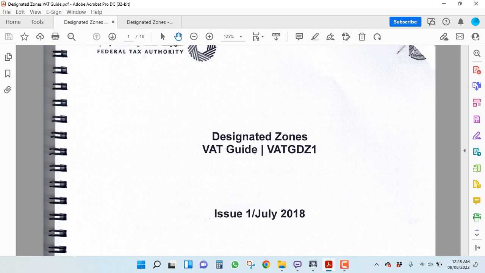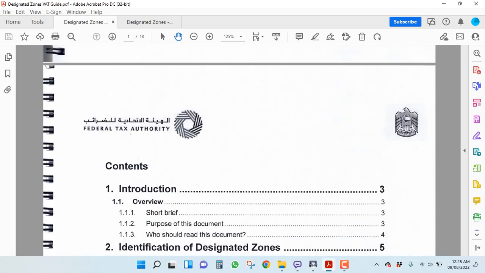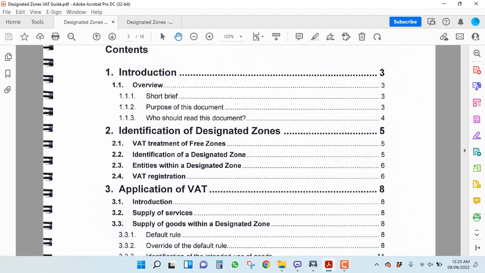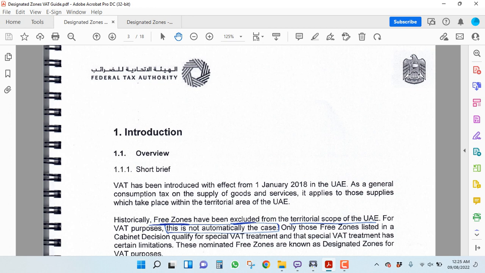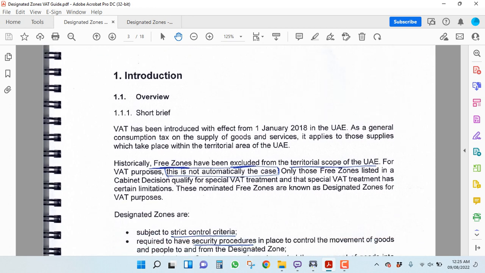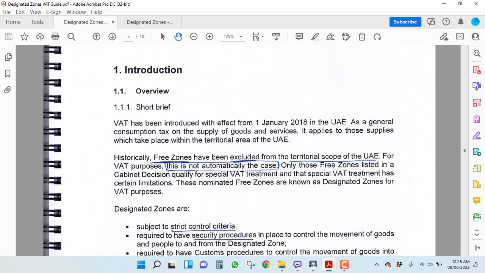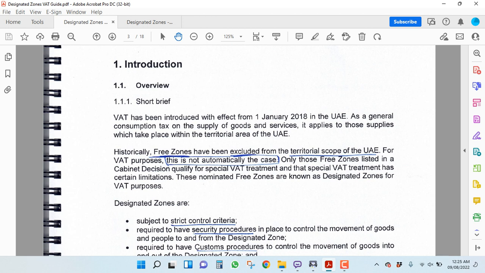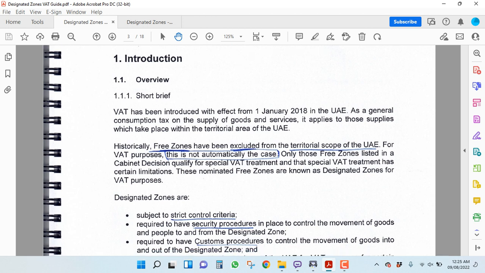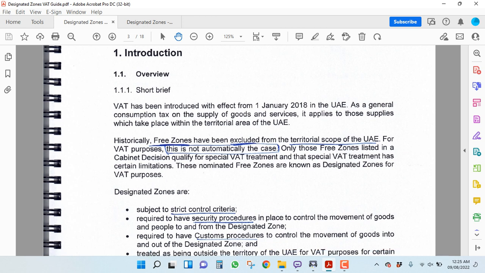Designated Zone VAT Guide. These are the index; you can skip right now. Let's start from the introduction and overview. VAT has been introduced with effect from 1st January 2018 in the UAE as a general consumption tax on the supply of goods and services. It applies to those supplies which take place within the territorial area of the UAE.